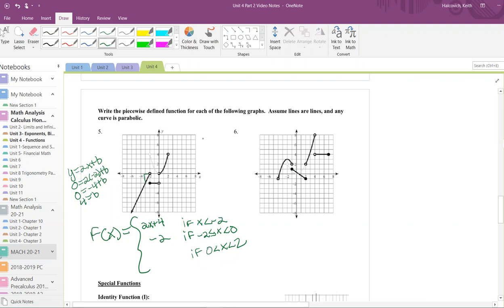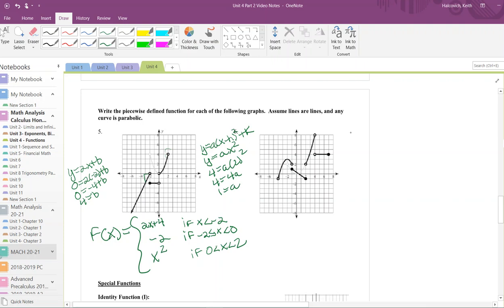And then the parabola, remember, is in the form y equals a times (x minus h) squared plus k. Well, here the vertex is 0, 0, so that's just going to be y equals a times x squared, because k is 0 and h is 0. So now to find the a, we use one of the points, like here it's 2, 4. So we say 4 is equal to a times 2 squared. So that means a is equal to 1. So basically, it's just x squared for that parabola. So there's your piecewise definition for number 5.